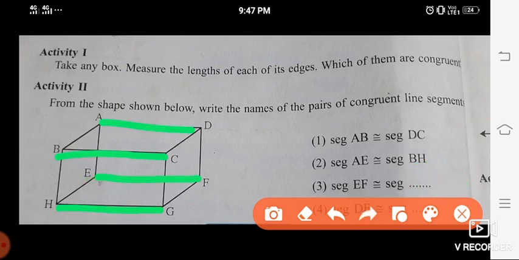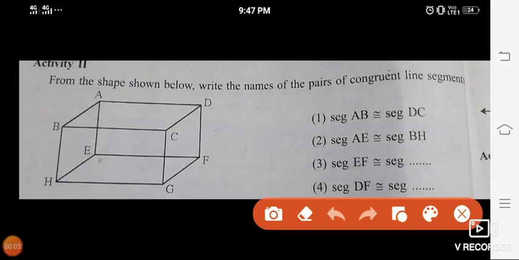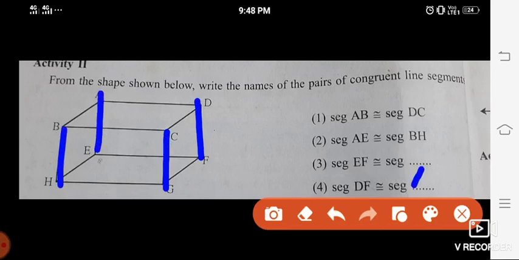Okay students, now the next one, they are asking seg DF. So I'll use blue color. See, seg DF, it is here, standing one. So they are asking one segment. So you can say seg CG, BH or AE. You can write seg AE, or you can write seg BH, or you can write CG. So from these three, any one you can write.